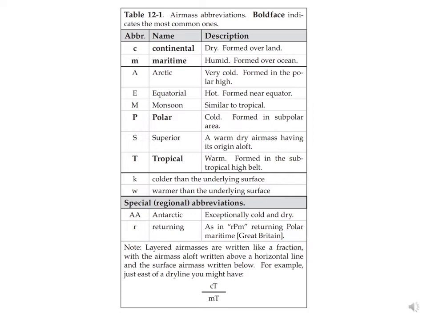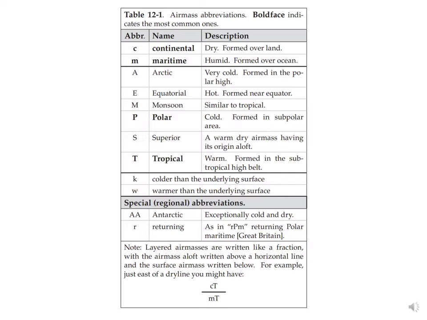So we have very cold temperatures, which we would refer to as Arctic. We have cold air masses formed in subpolar regions, which we would refer to as polar. And then we have warm air masses that are formed in the subtropical high, and that would be referred to as tropical. So we have Arctic, polar, and tropical.